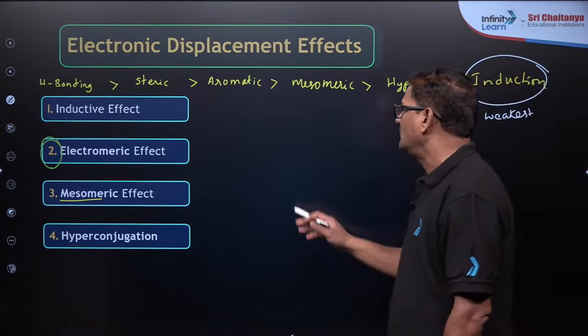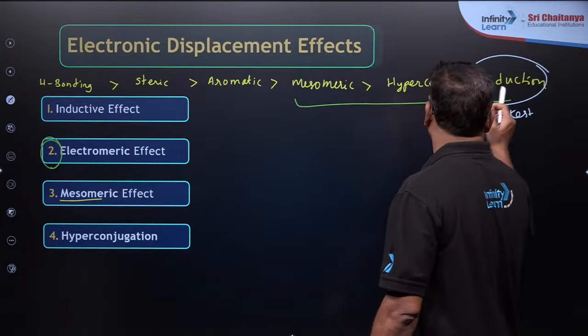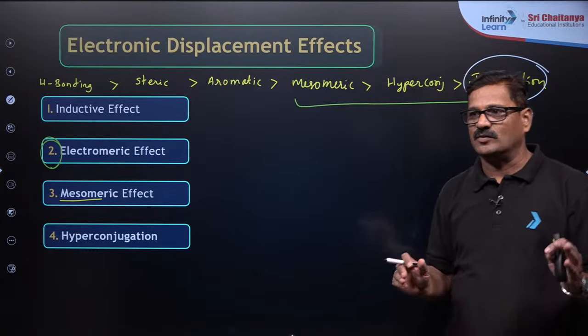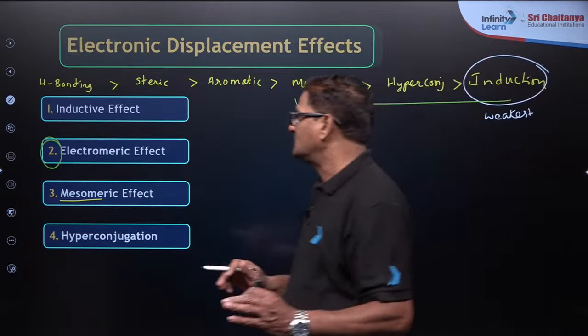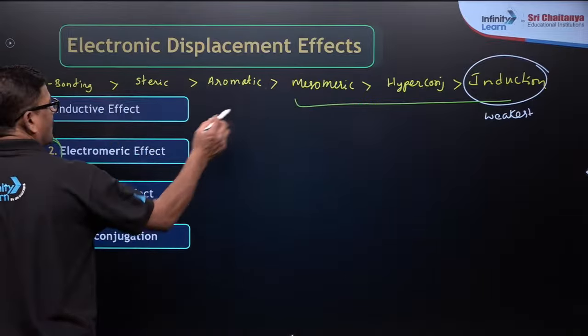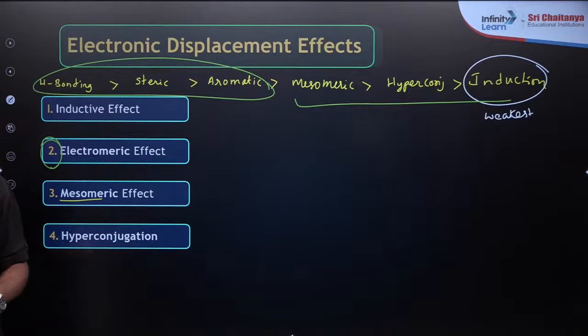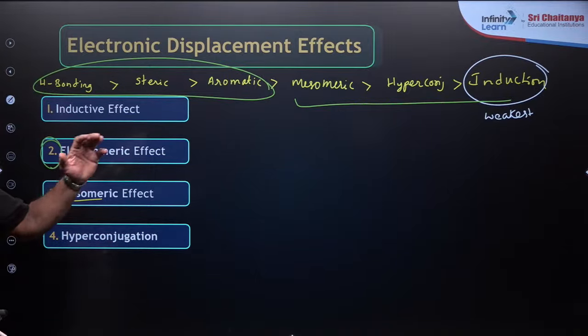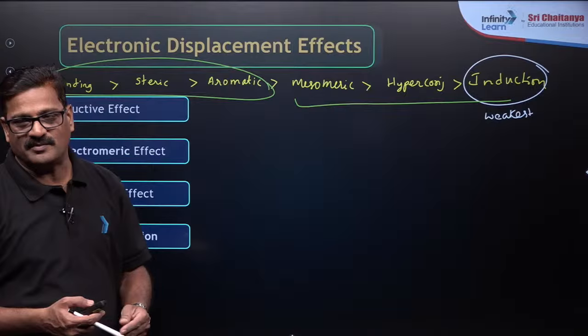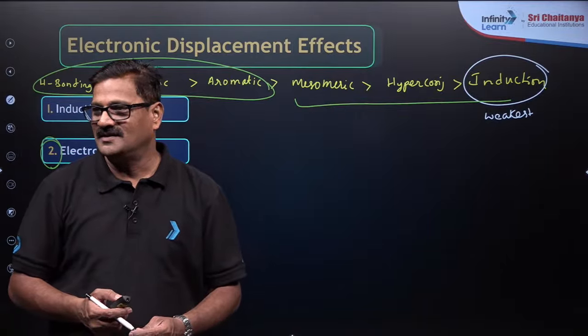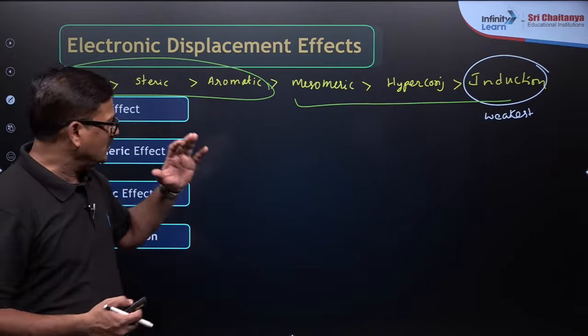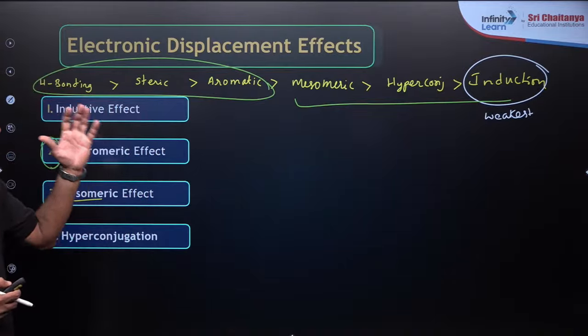Now बच्चों here आपका mesomeric effect से inductive effect तक electronic effect होगा. But you can see hydrogen bonding से steric aromatic, these are not electronic effects, these effects are physical effects. Of course physical effects are more powerful as compared to the mesomeric effect. Okay. So, you need to have the understanding of this.